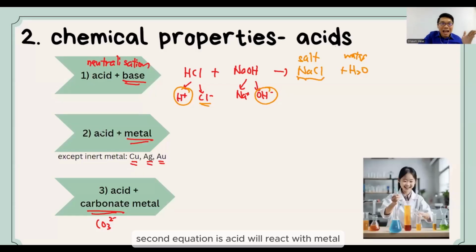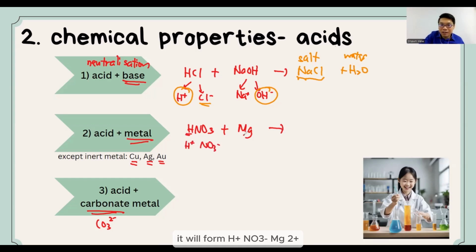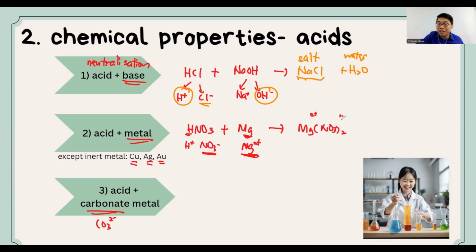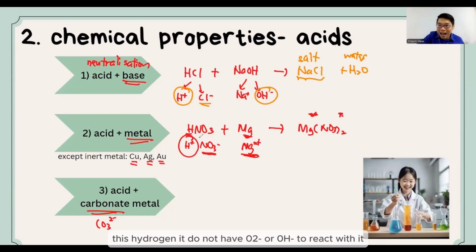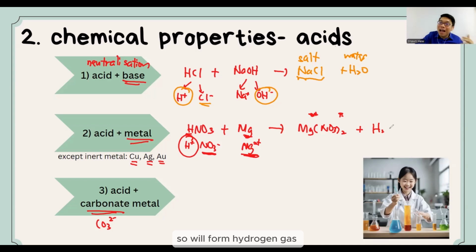Second equation is acid will react with metal. For example, nitric acid reacting with magnesium. It will form H plus, nitrate, Mg2 plus. So we know that the positive metal ion will combine with the non-metal anion. So it will form Mg(NO3)2, because here is 2 plus, here is 1 minus, that's why here needs to times 2. Then this hydrogen does not have O or OH to react with it. So that's why the H can only react back with themselves. So we will form hydrogen gas. So we do balancing. So that's why all acid plus metal will form salt and hydrogen gas.